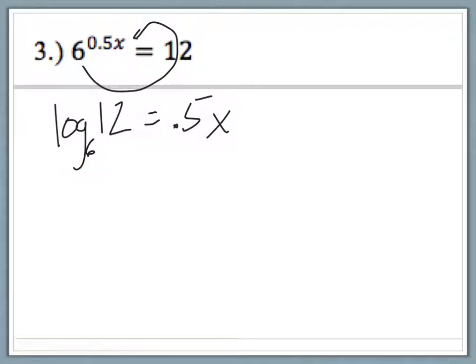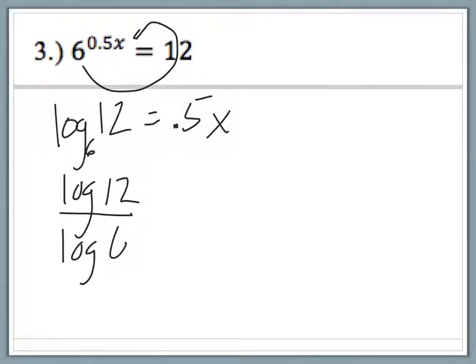We can write that as log of 12, the big number on top, divided by log of our base, the smaller number, 6. And by big and small, I mean physically bigger. If you look, this 12 is physically bigger than the little 6 that's the base. Not in value. That equals 0.5x.